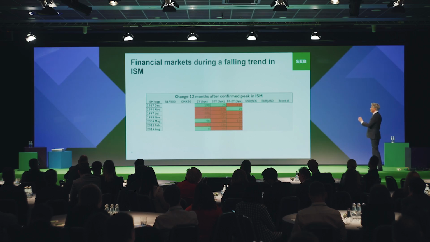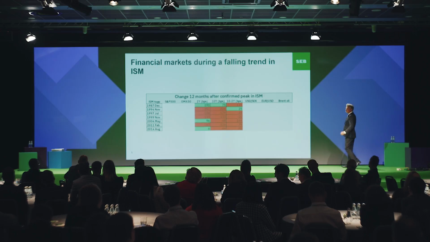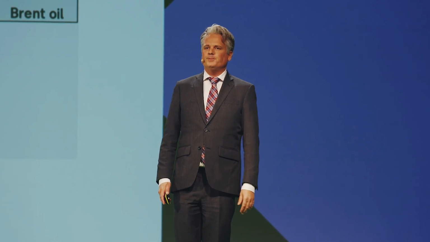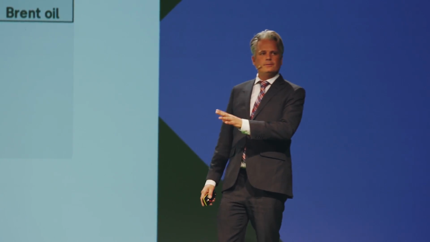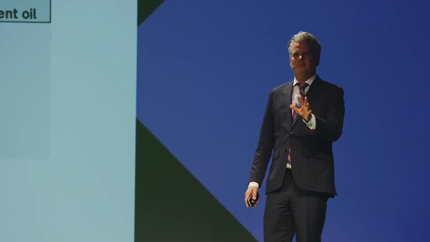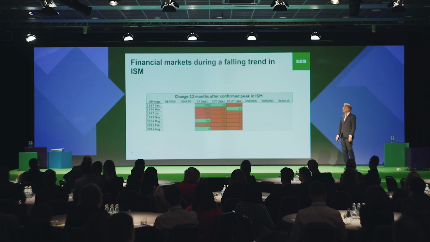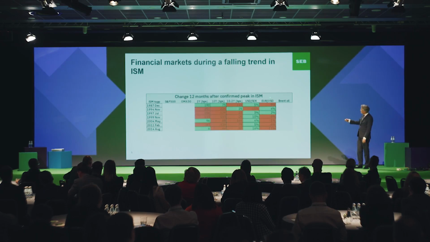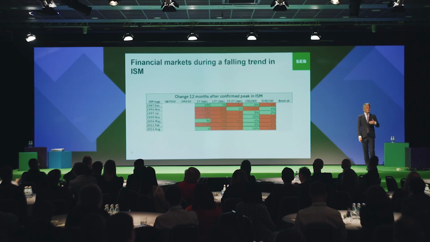Okay, currencies. What do you think about currencies? What do you think will happen to the dollar when the US economy is going down the drains? Stronger or weaker? Weaker? Stronger? Well, usually it actually becomes stronger. If you see euro dollar here, usually goes down when we have a period of weaker US growth.